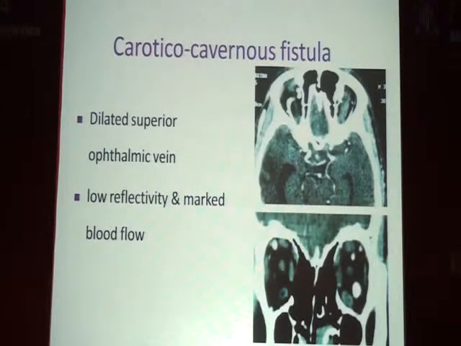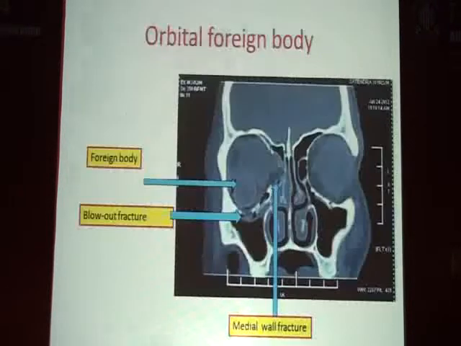Carotid-cavernous fistula, again you can see very nicely the dilated superior ophthalmic vein over here, and it shows low reflectivity and marked blood flow, and CT is also very valuable in this diagnosis.